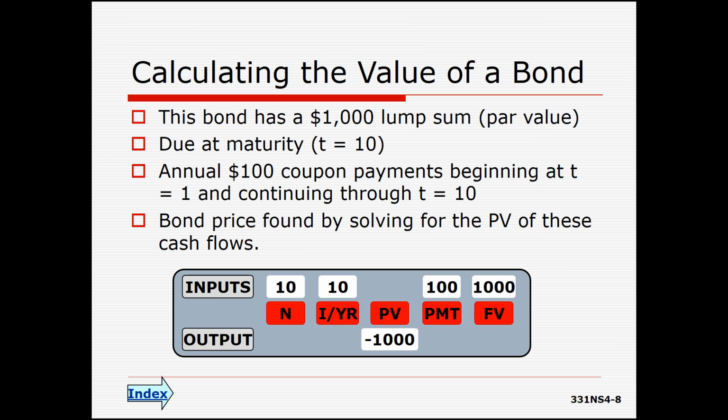Here's the same bond value solved with the TVM keys. N is 10 years. IY is 10%. Payment is 100, 10% of the $1,000 face value. Future value is $1,000. It's a lump sum. Compute PV, you'll get minus 1,000.